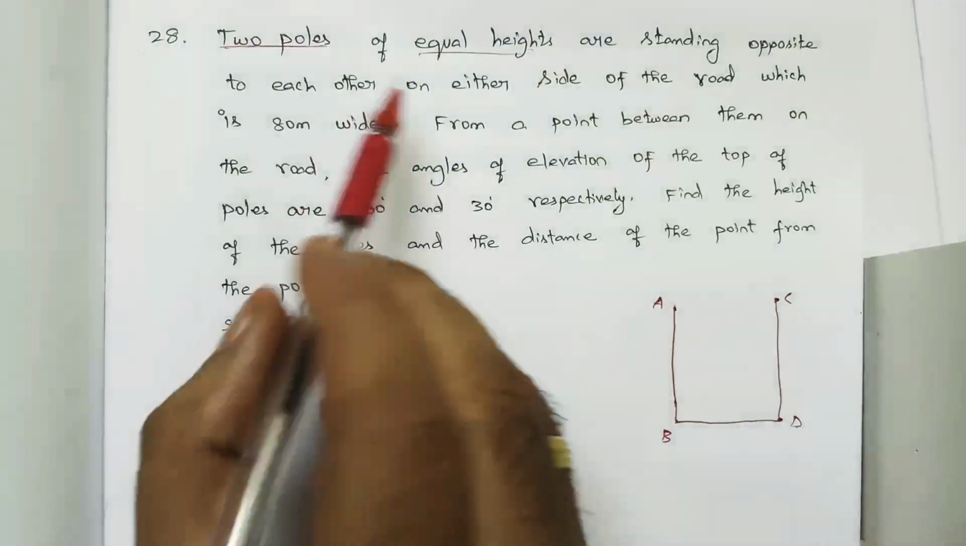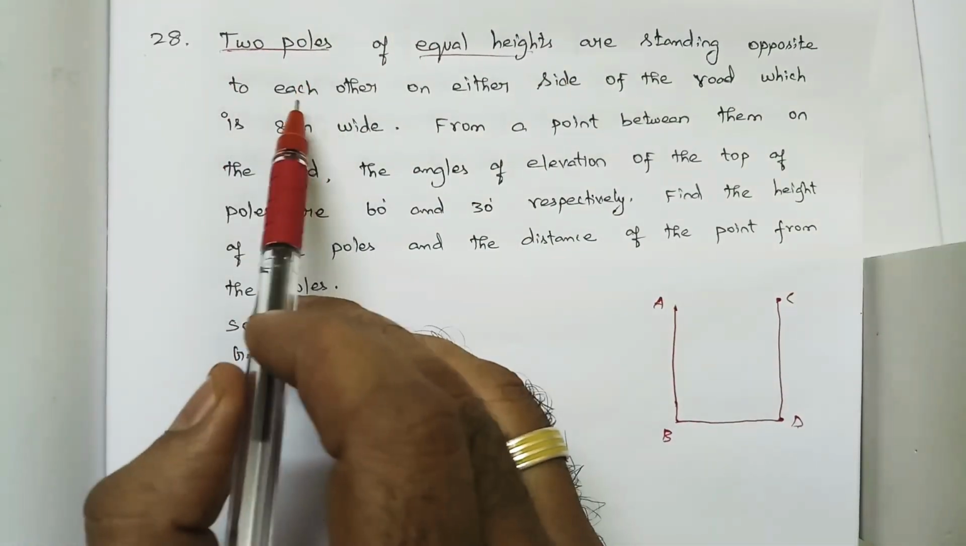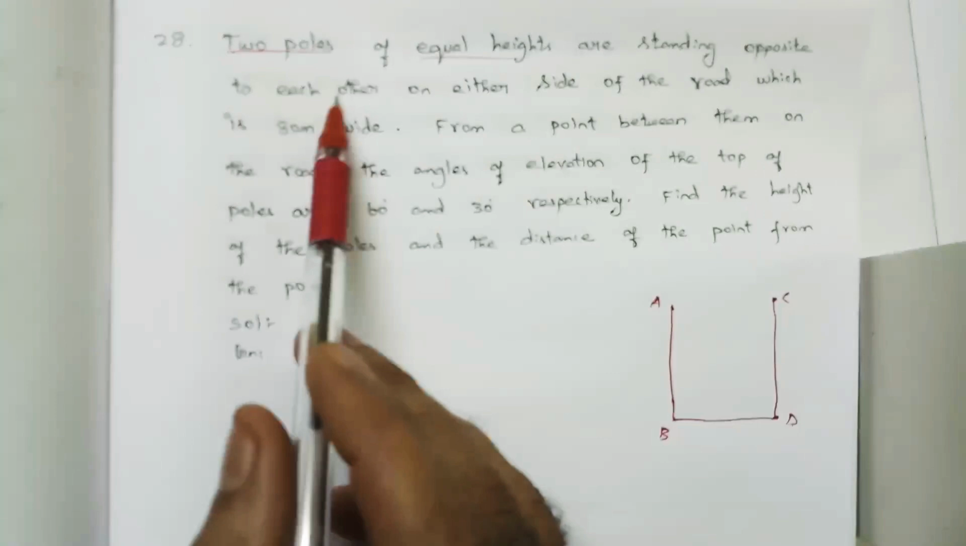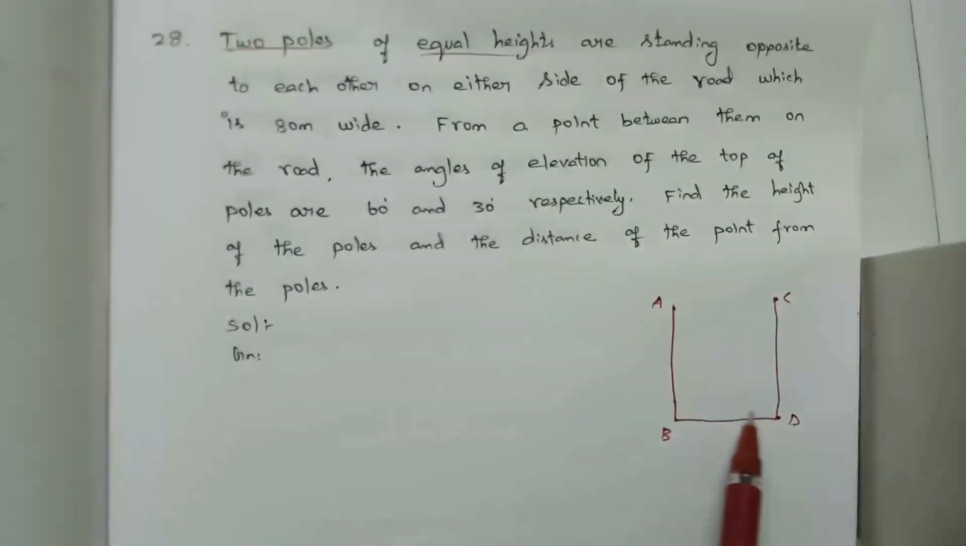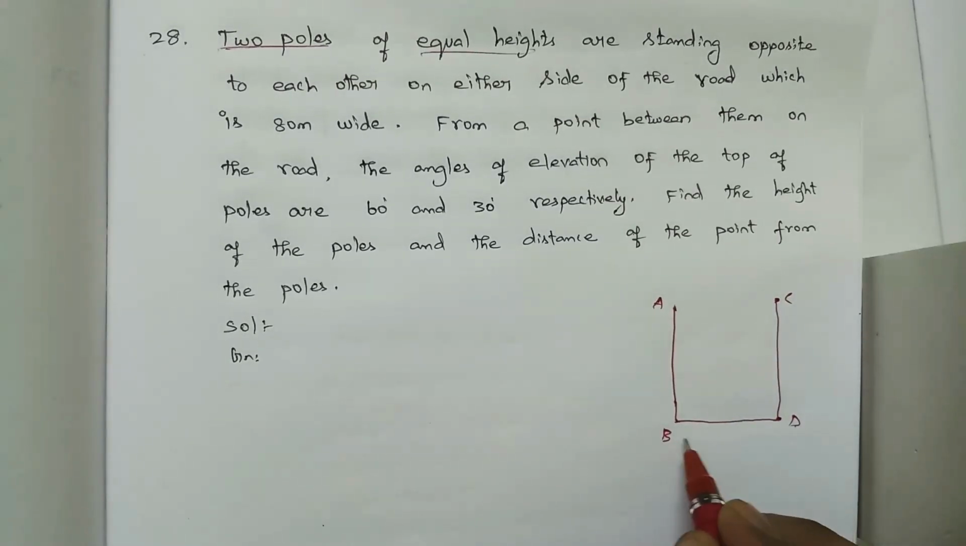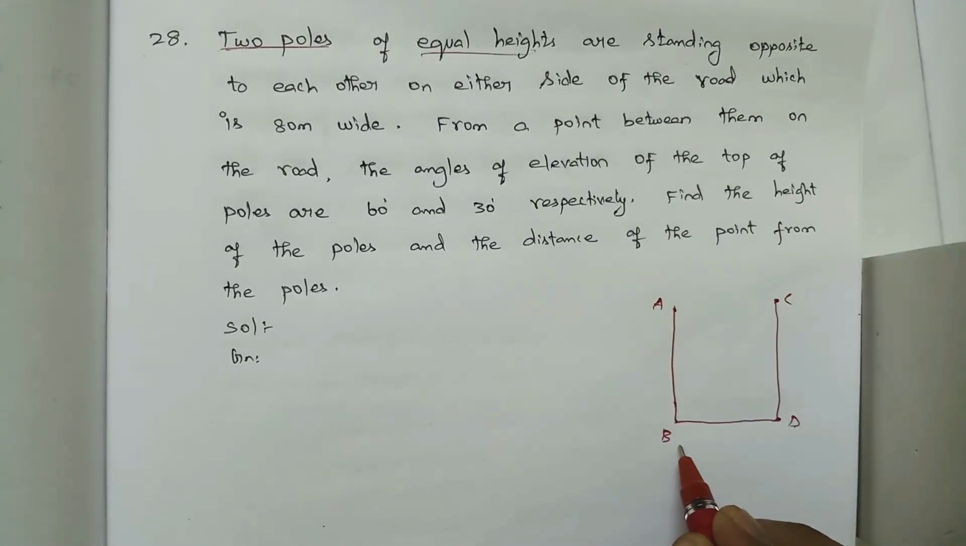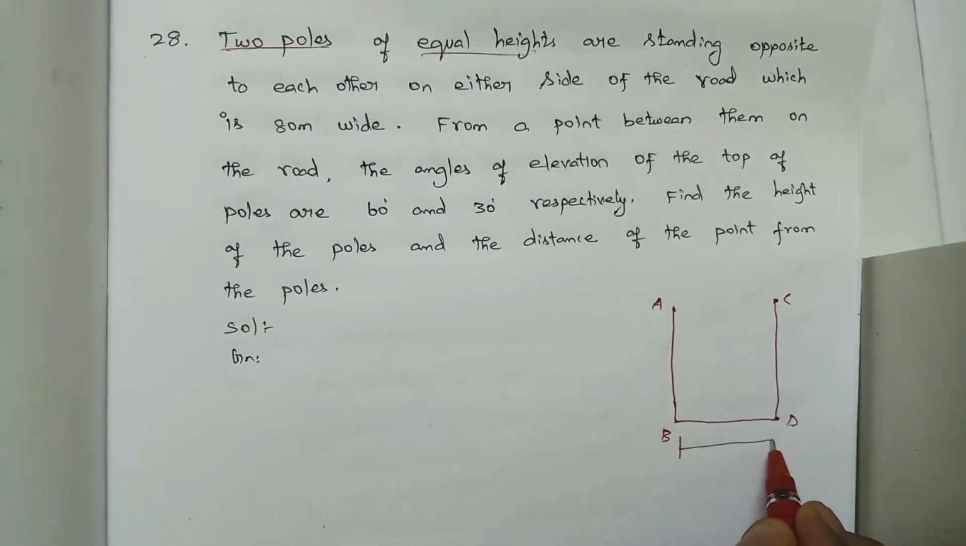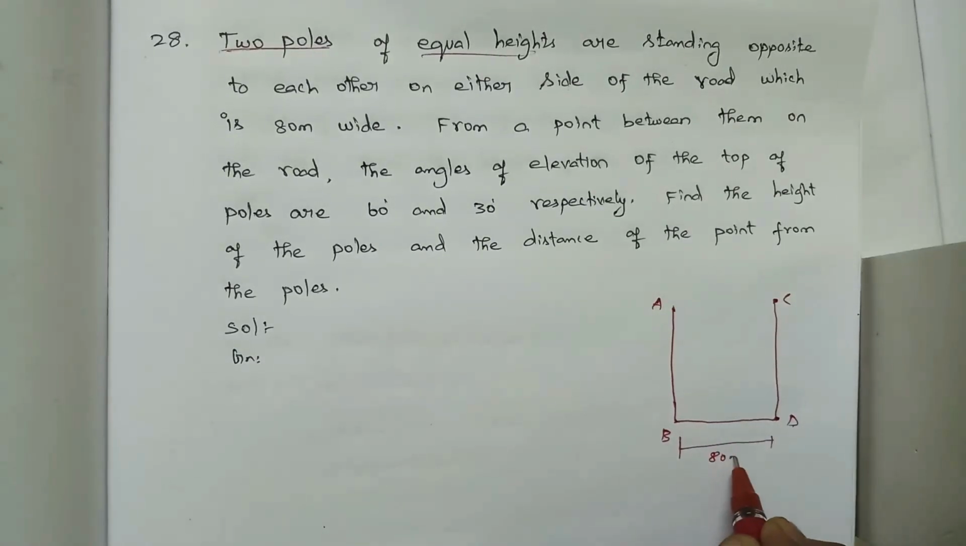What they are saying is both the poles are standing opposite to each other on either side of the road, which is 80 meter wide, right? Therefore, the BD, what is it? The BD is nothing but 80 meter.